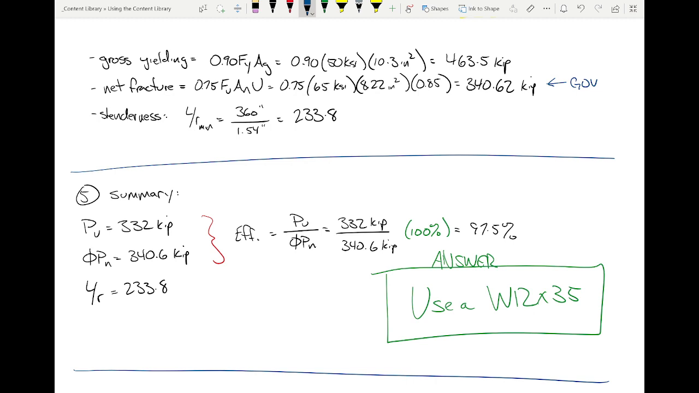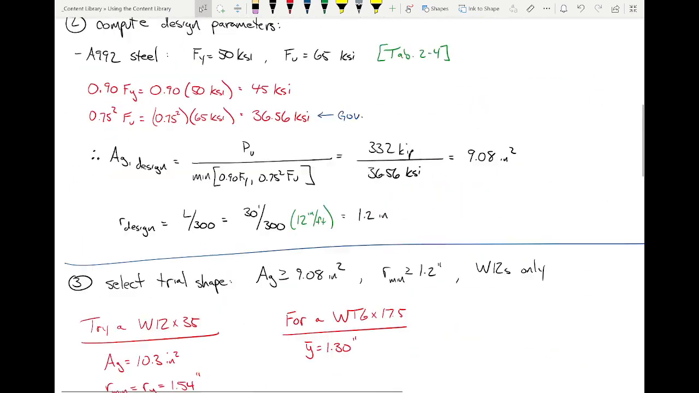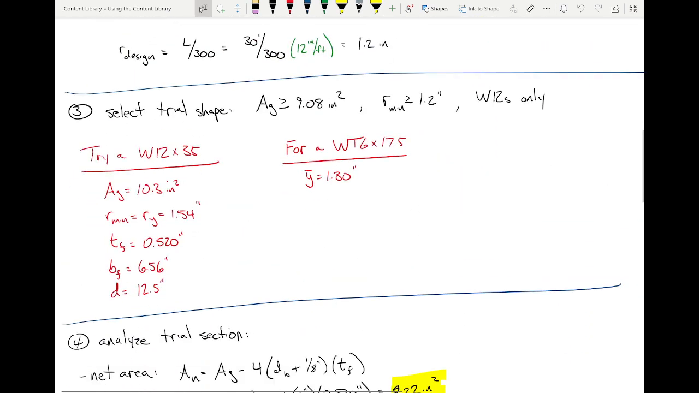So what do we do if we have a W12x35? We pick the next one up, which is a W12x40, is that the next one up? I think it is. But what does that mean, repeat the process? Does that mean start back at step 1? I'd say step 4. I mean, step 3, we selected the member, so this was selecting the trial shape. So we just pick the next one up, so W12x40, WT6x20, and just do it again.